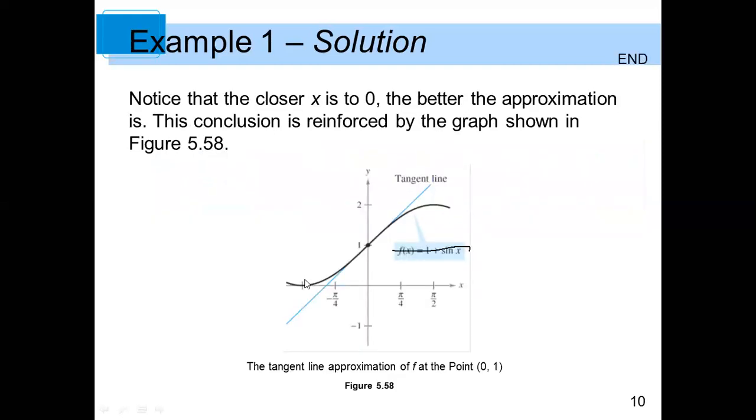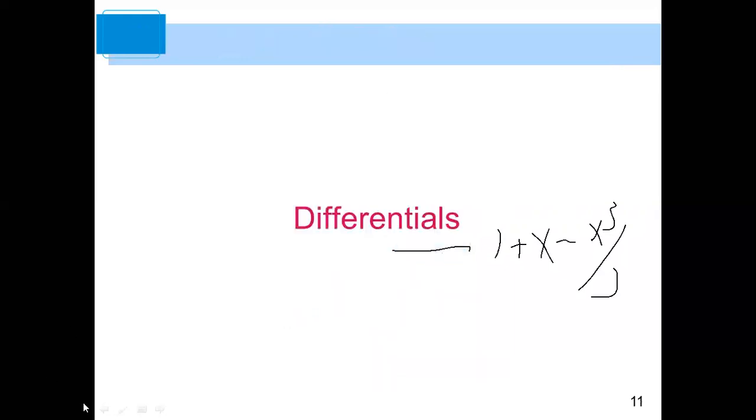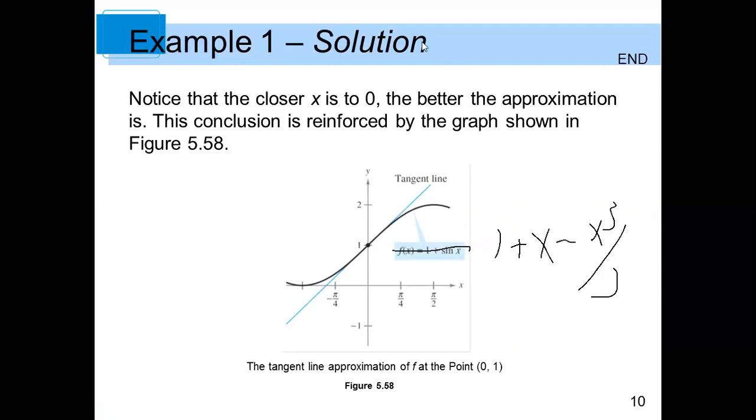Again, this is 1 plus x minus x cubed over 3. See, the tangent line actually cuts through the graph right at that point. And as you get closer to the point, the tangent line and the graph kind of line up, and the further away you get, there is a larger difference. So notice that the closer x is to 0, the better the approximation is. And that's what we wanted to illustrate with tangent line approximations there.